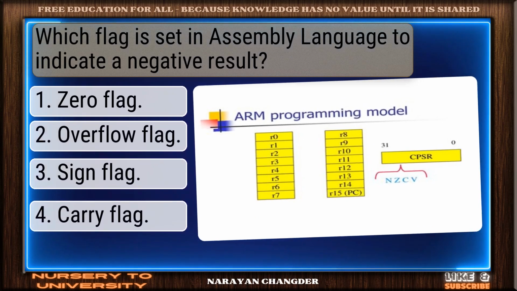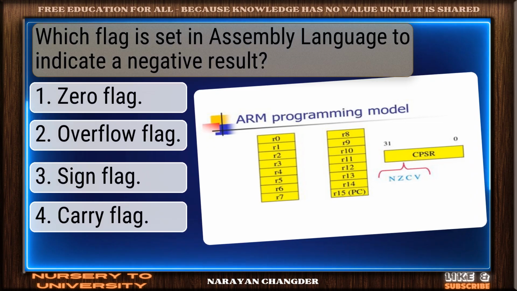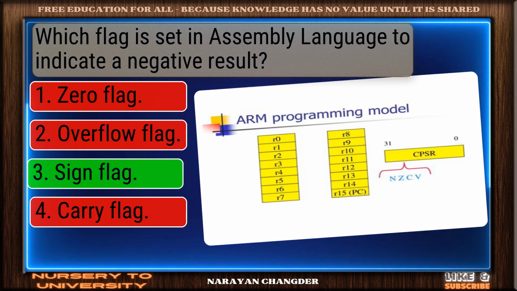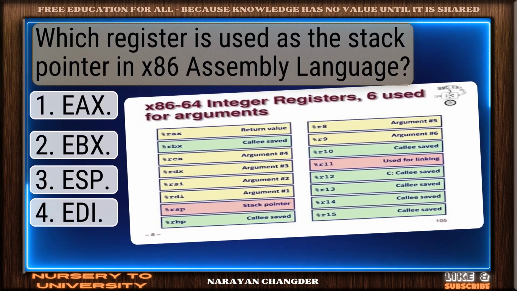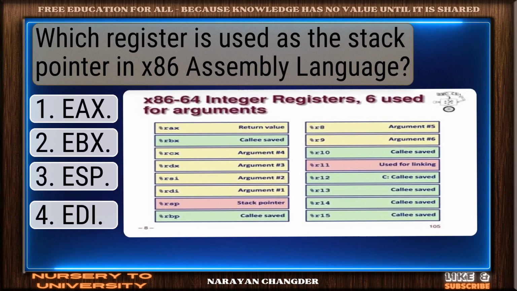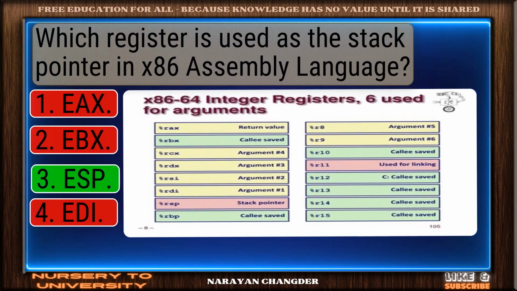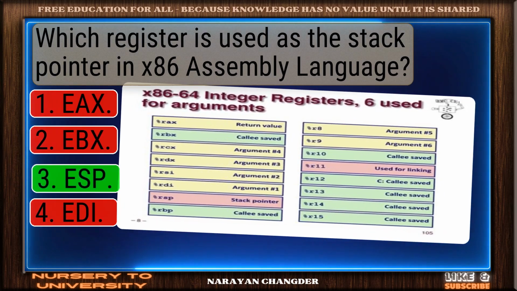Question number 1. Which flag is set in assembly language to indicate a negative result? On track. Sign flag is the correct answer. Question number 2. Which register is used as the stack pointer in x86 assembly language? Good thinking. ESP is the right answer.